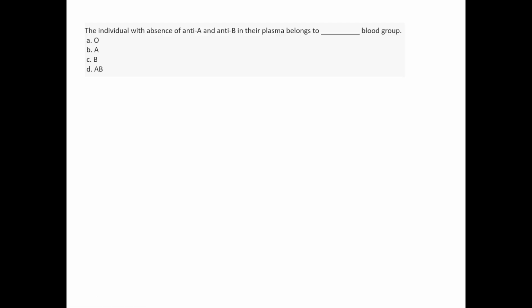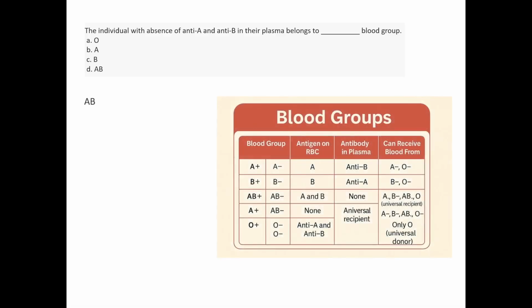Option D. Yeah, it is option D, AB, because they already have those antigens, so it is self antigens for them. So this is another summary table. I think this will be helpful. Here you have blood groups, different types: A, B, AB, O, all positive. Then you have A, B, AB negative, and O negative.